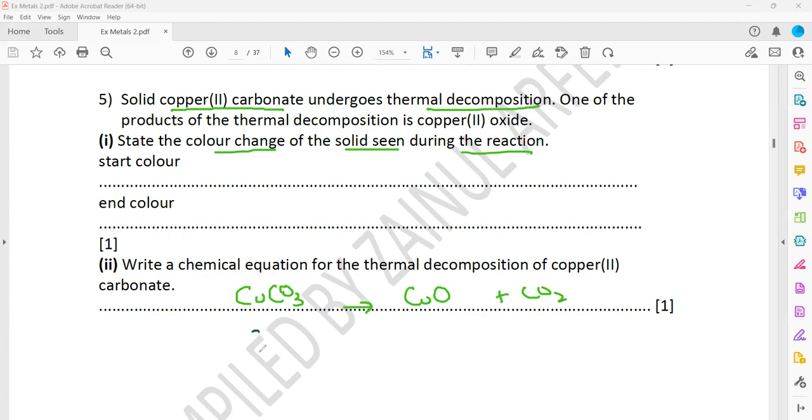Copper carbonate is green in color and copper oxide is a black solid. So what is the color change of the solid when we supply heat energy to copper carbonate? The starting color is green, and the final color will be black. Then they ask to write an equation. I already wrote that copper carbonate decomposes into copper oxide plus carbon dioxide.